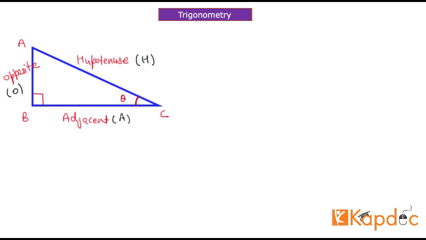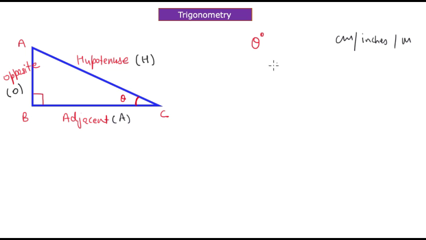Okay, now let's talk about the relation between the angles and the sides. Now we know that angle is measured in degrees, so it is theta degrees, right? But the distances of all of these sides are measured either in centimeters or inches, or in meters, whatever unit we define, right? Now, these two units of measure are not relatable. You could not relate a degree with centimeters or inches, right? So that is why we need a unitless quantity so that we could find the relation between these two things.